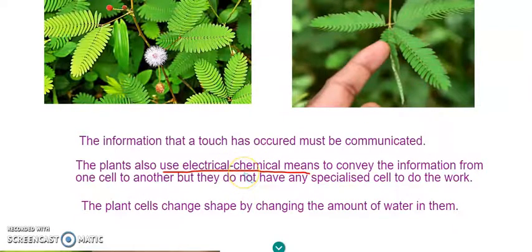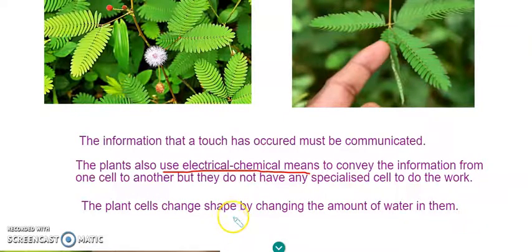The stimulus can be light, water, virus infection, bacterial infection, or a pathogen. So they do react and they do send responses to the rest of the body by electrical and chemical means, but they don't have a specialized cell or a tissue for that. The plant cells change shape. That is one way of sending the information.